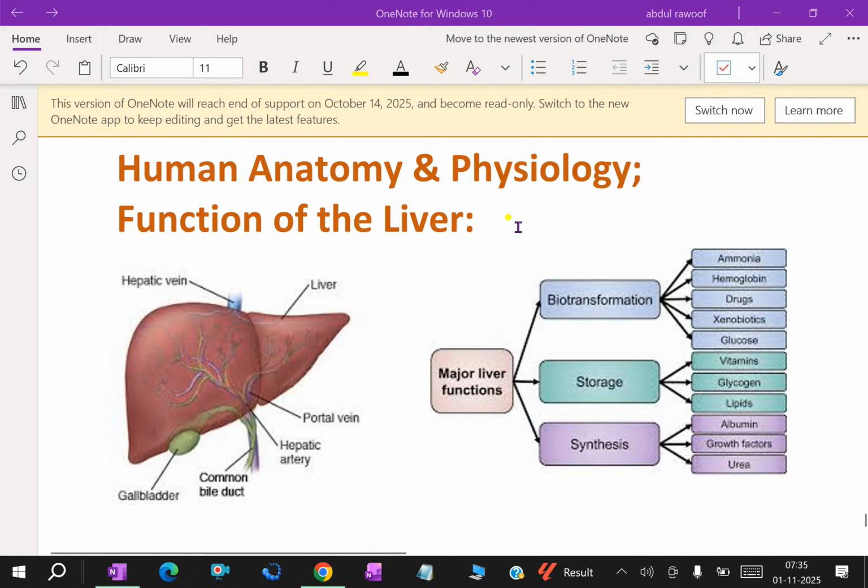Now, next we'll discuss the function of the liver. Look at the main structures here: hepatic vein, liver, gallbladder, common bile duct, hepatic artery, and portal vein. Major liver functions are biotransformation, storage, and synthesis. These are the subdivisions of the functions.